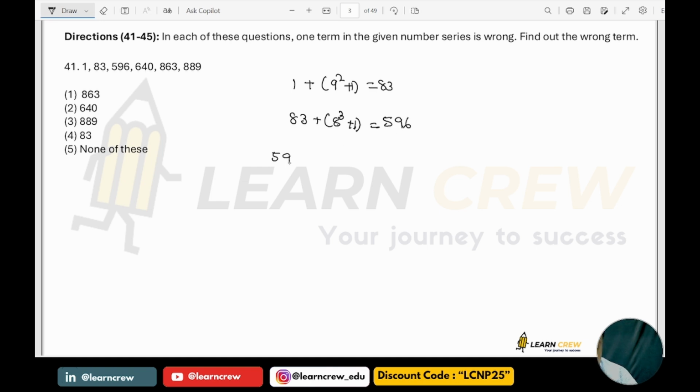Now 596 plus 7 square plus 1, that is 596 plus 49, is 646. Then 646 plus 6 cube plus 1, so 646 plus 217, you are going to get 863, which is correct. So the wrong term is 640. Here 640 is the wrong term.